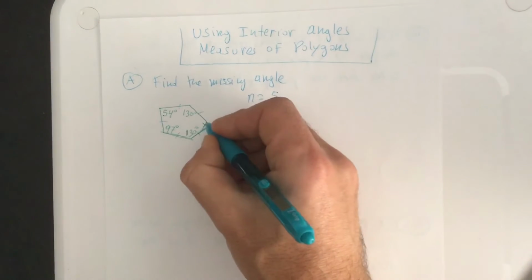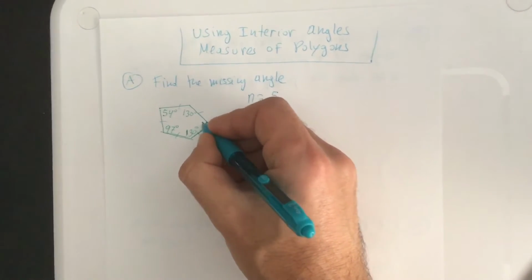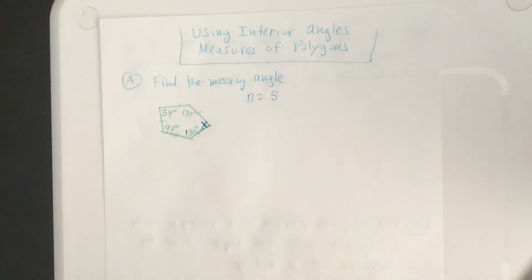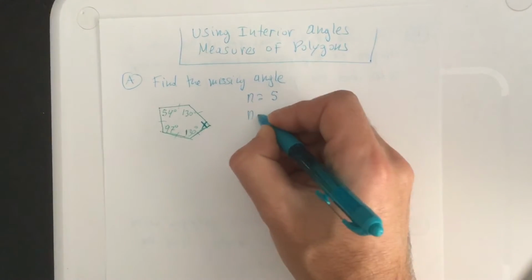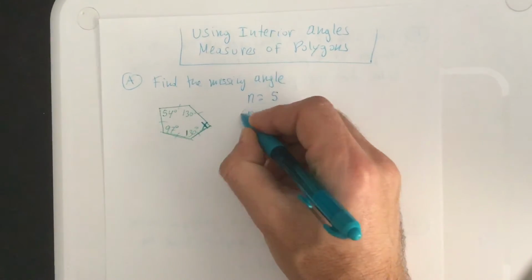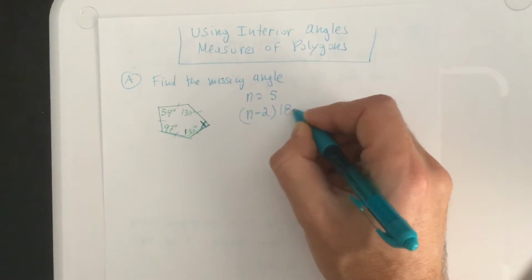And we're trying to find the missing angle, this one over here. I don't know what it is, so that's an x. The first thing I should do is find the sum of all the angles inside a pentagon. So I'm going to use the formula n minus 2 times 180.